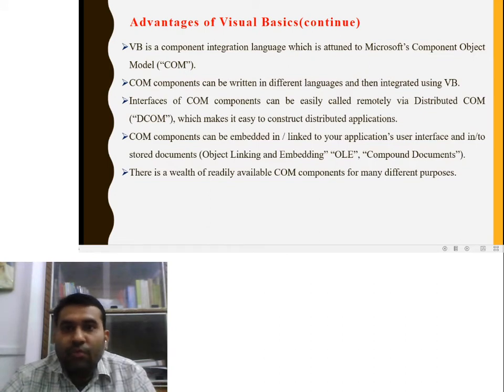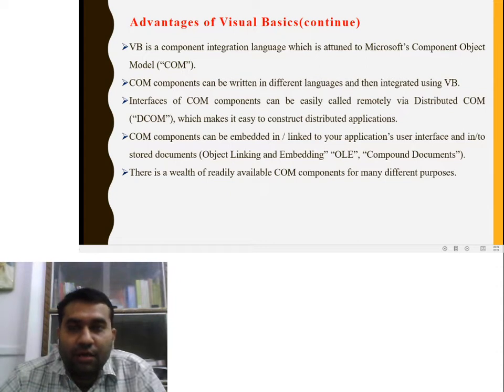VB is a component integration language which is attached to the Microsoft Component Object Model. COM is a platform independent, distributed, object oriented system for creating binary software components that can be integrated. COM components can be written in different languages and then integrated using VB. Interfaces of COM components can be easily called remotely via distributed COM, which makes it easy to construct distributed applications.